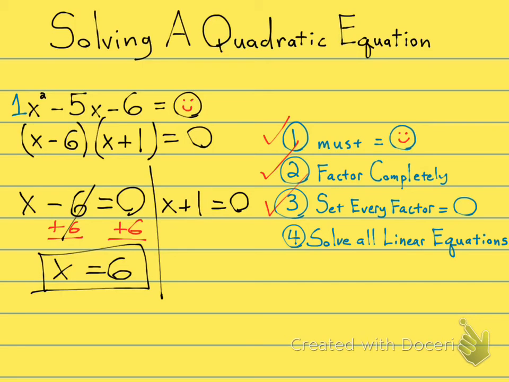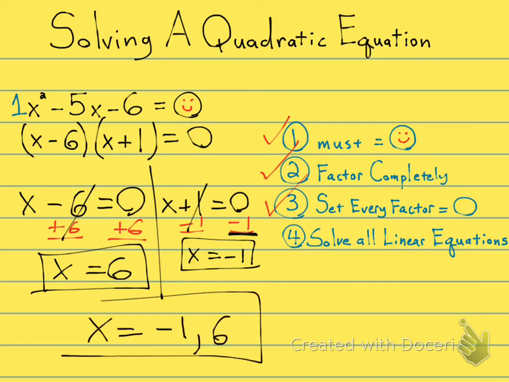Let's go find my other answer. How do I get this grumpy old x by herself? Well, I need to get rid of a plus 1. So I will subtract 1 on both sides of the equal sign. X will equal 0 minus 1 is negative 1. That is my answer. I'm going to get x equals negative 1 comma 6. And I put them like that because it doesn't matter what order you put them in.